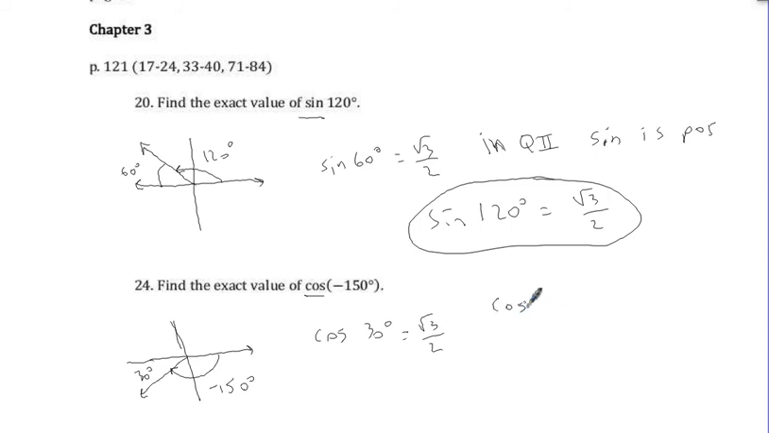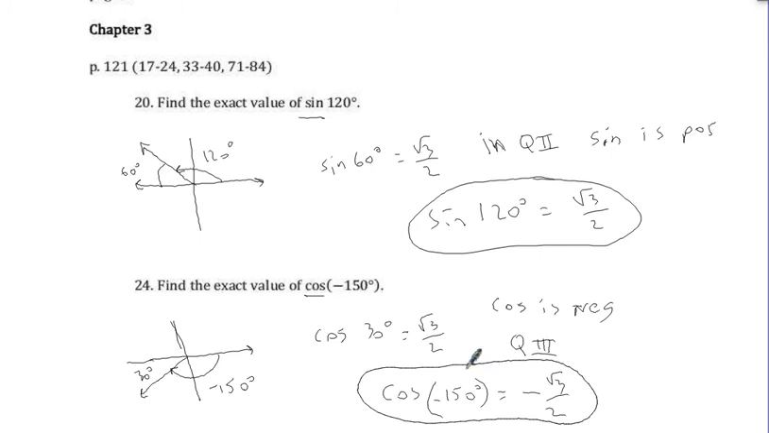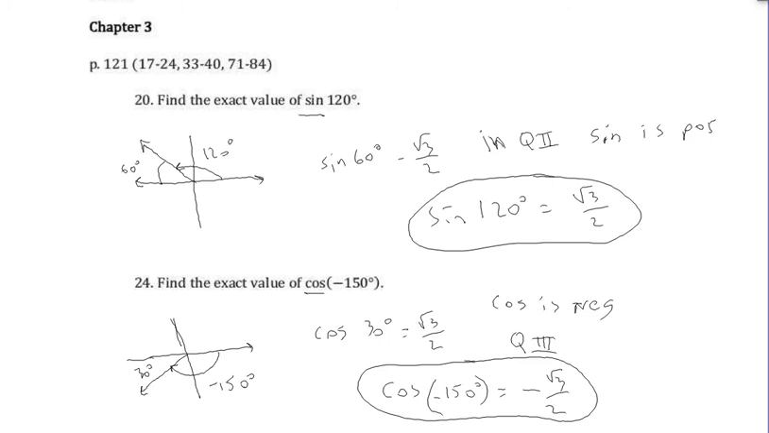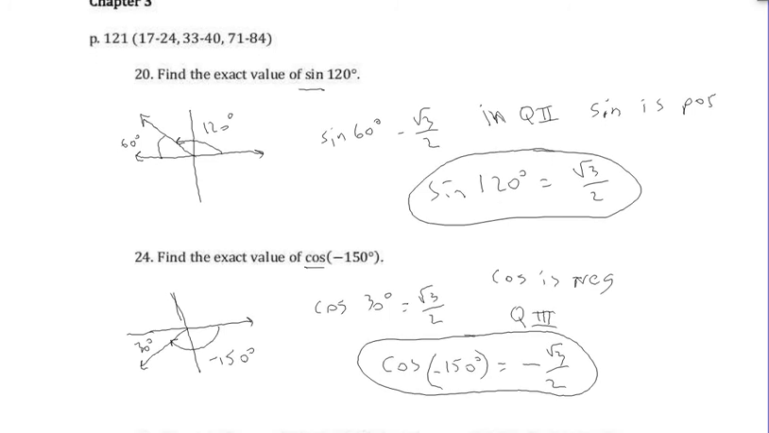Cosine is negative in quadrant 3, where the terminal angle is. So the cosine of negative 150 degrees is going to be negative square root of 3 over 2. So this is how, again, just to review, we use reference angles to find exact values of sine and cosine.